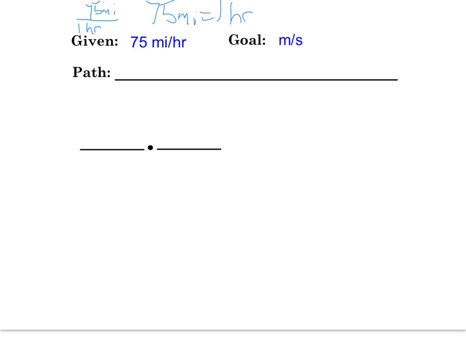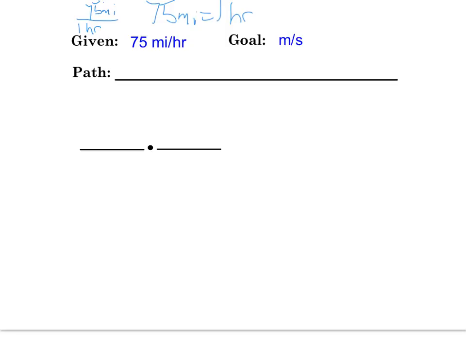Because again, it's an equivalence. 75 miles is equal to 1 hour. Just like I could go to the vending machine and say that $1.25 is equal to a pack of Pop-Tarts. It's an equivalence. And then we need to get to a goal of meters per second.